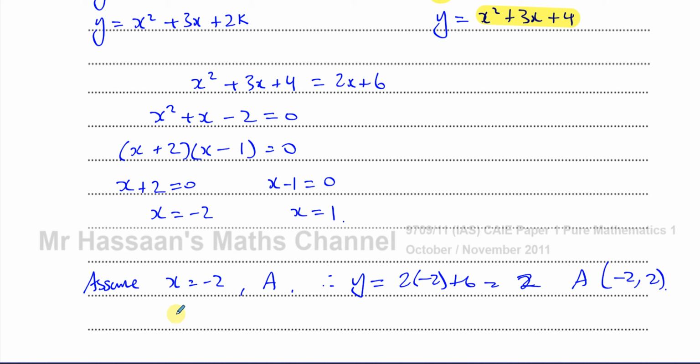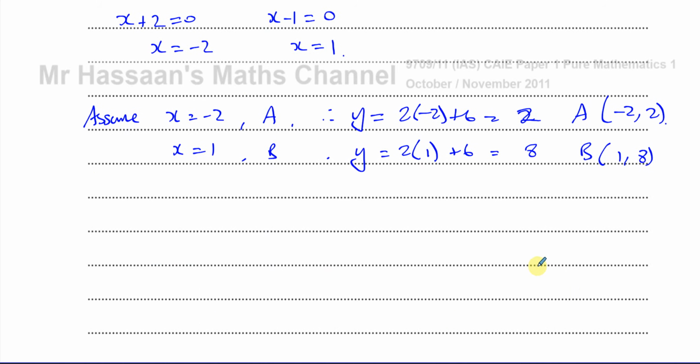And we assume that x equals 1 is for B. So the y coordinate of B is going to be 2 times 1 plus 6, which is 2 plus 6, which is 8. So the coordinates of B are (1, 8). Okay, so now we have got the coordinates of A and B. We know the coordinates of A, (−2, 2), and we know the coordinates of B, (1, 8).